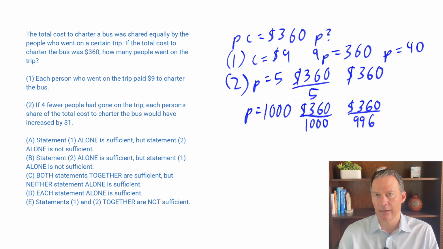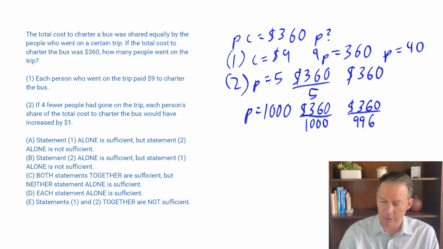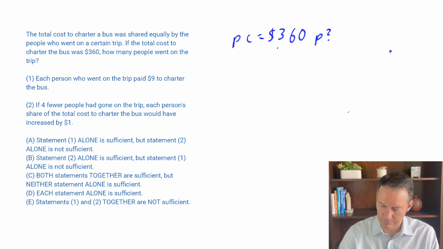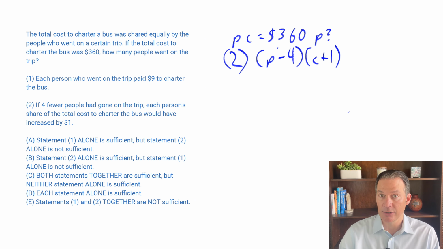Now, let's say that you weren't quite clear on that, right? We can still solve it with algebra, but it's going to be a little trickier. That's why we always want to look for these reasoning-based techniques if we can. But let's take a look at how we would do it with the algebra. First I'll clear off some space here. With 4 fewer people gone on the trip, that's simply p minus 4. And then cost per person went up by $1, so that's c plus 1. And we know that that's equal to the original total, right? Which was pc, or $360.